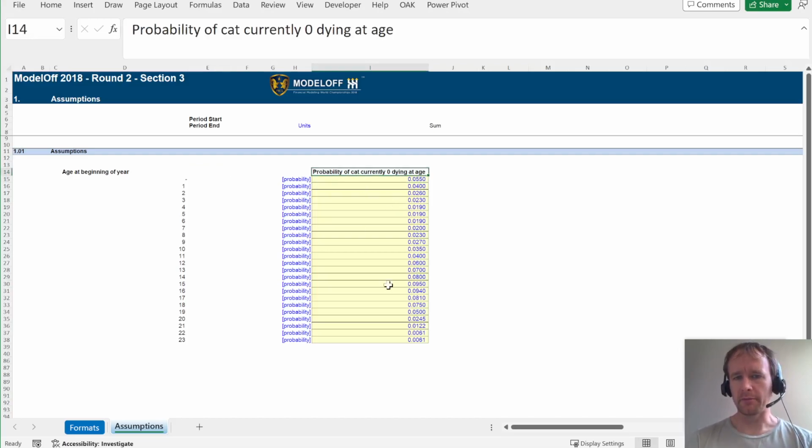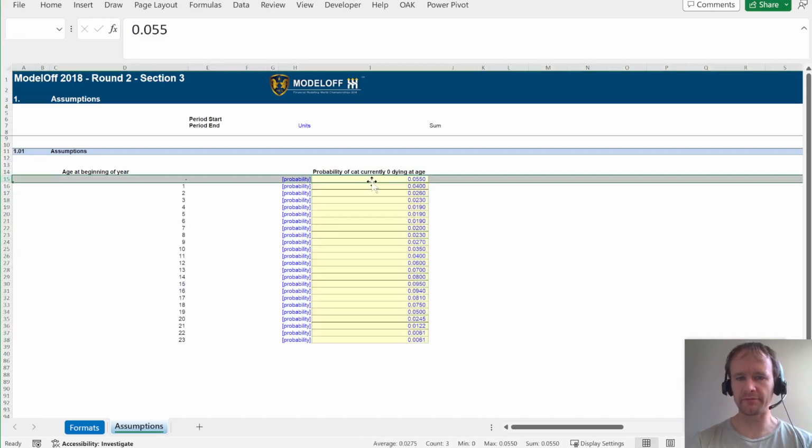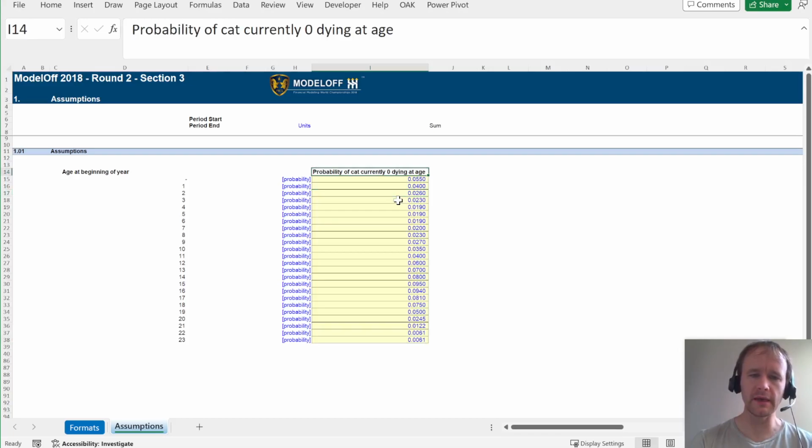You get the probability of a cat currently age zero dying at each age. These sum up to 100%. So in other words, there's a 5.5% chance that they die before turning one, a 4% chance that they die at age one, a 2.6% chance that they die at age two, and so on, all the way down to age 23. And in the question, we're looking at insuring different cats who are different ages.